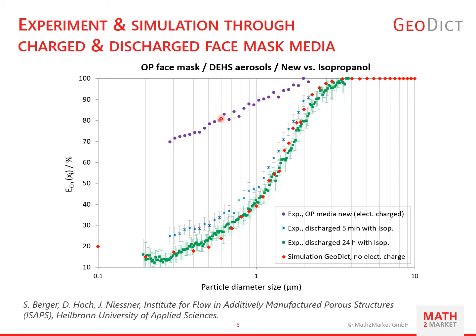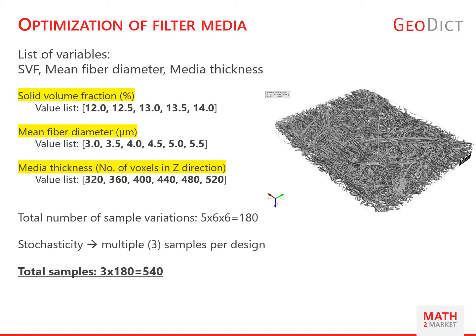And here on the very top, we can see the purple points showing the experimental data of the new media with electrostatic charge. And we can also simulate the case considering electrostatic charge with GeoDict. However, the goal here was to initially run flow and filtration simulations through the original media and validate the simulation results for further optimization studies.